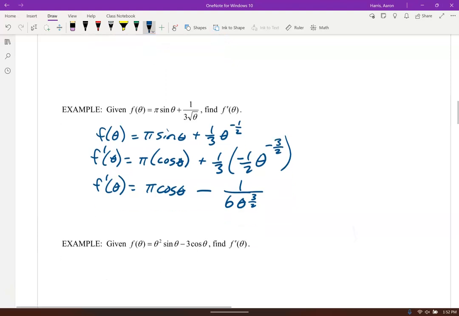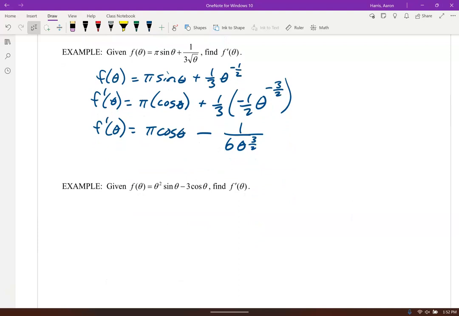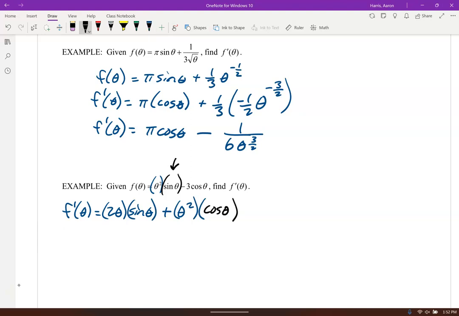All right, let's keep going here. It looks like on this one, I'm going to have to use the product rule here with theta squared and the sine of theta, and the power rule when I take that derivative. So f prime of theta. I say, well, the derivative of theta squared is 2 theta. Derivative of the first times the second, so the second stays the same, plus the first, so theta squared stays the same. Now I take the derivative of the sine theta, which is cosine theta, right? And then we do this one, minus 3, derivative of the cosine, negative sine.